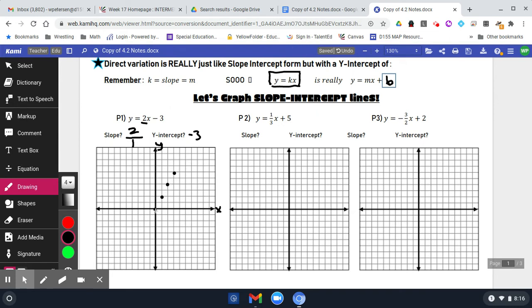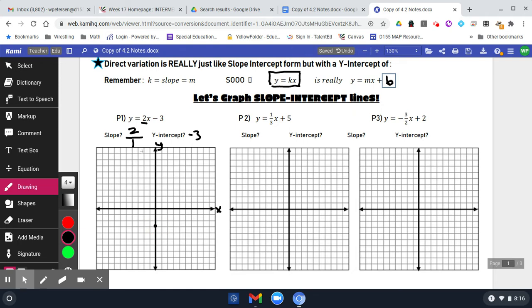Today, we aren't starting at 0, 0. We will never start at 0, 0 when we have a y-intercept. We are always going to start at this point on the y-axis. So we have to go down 1, 2, 3. The negative 3 is now going to be our starting point. Okay, so we're going to start right here.